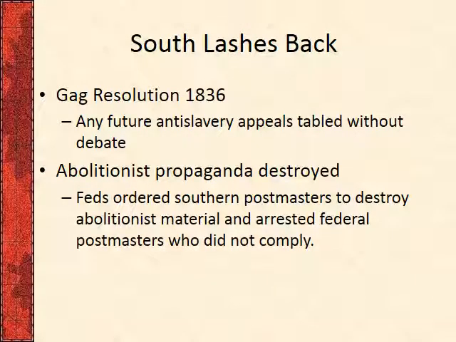Why does the South have to sneak through the House of Representatives in 1836 something called the Gag Resolution, whereby any future anti-slavery appeals are tabled without debate, meaning they don't even get to be argued in Congress. They just are instantly hidden, gone away. Why is it that abolitionist propaganda is destroyed in the South? That they have to actually destroy this material? And why do the feds agree with them? Right? I mean, they talk about this in the Andrew Jackson documentary even, that the feds ordered Southern postmasters to destroy abolitionist material and then actually arrested federal postmasters who didn't.